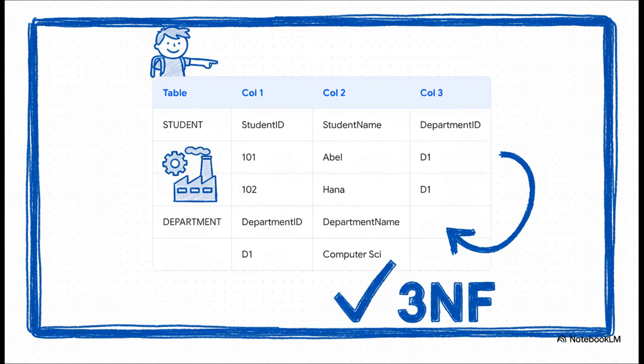So we do what we do best. We give each concept its own dedicated table. We get a student table linking students to their department ID and a separate department table that links that ID to the department's full name. Now, if the computer sci department ever renames itself, we only have to change it in one single place. This is a perfectly organized 3NF structure.